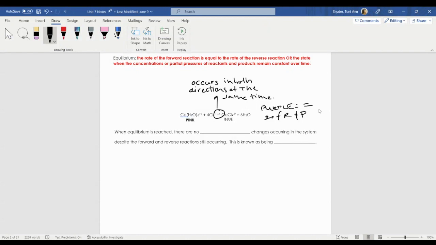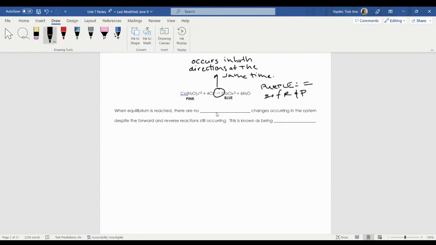But no matter where you are, even if I have a very high concentration of my reactants, the rate at which those two reactions are going is exactly the same. That's because the concentration of each side is not being changed. So even though it doesn't look like anything is happening inside your test tube or your beaker, there is something occurring. When equilibrium is reached, there are no observable changes occurring in the system. It doesn't look like anything is happening, but I still have reactants forming products and those products reforming original reactants. And this is what we call a dynamic equilibrium.